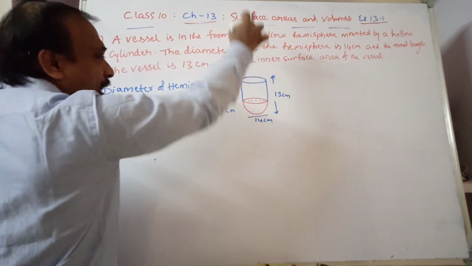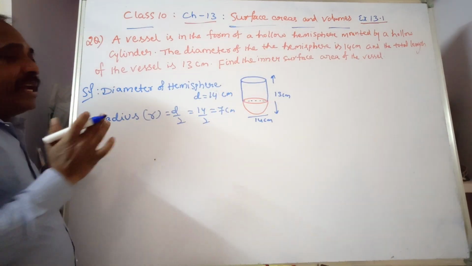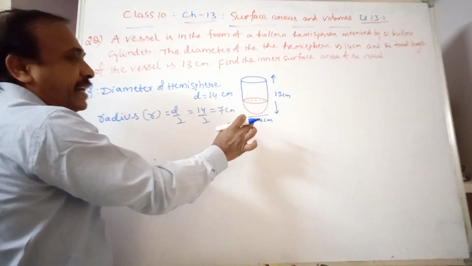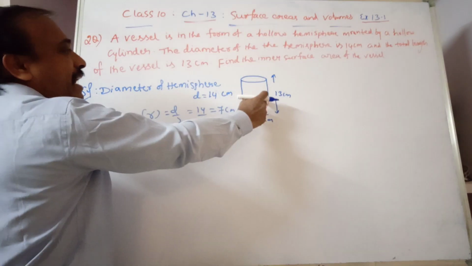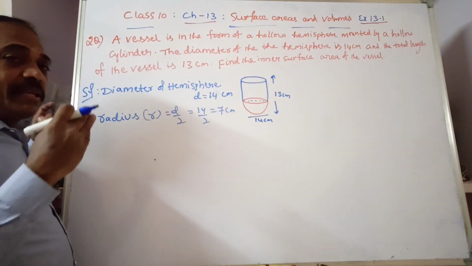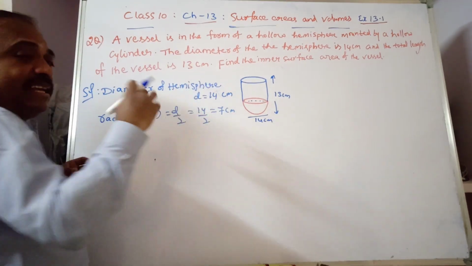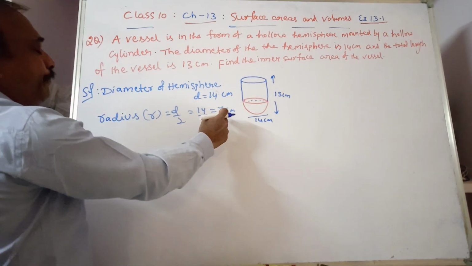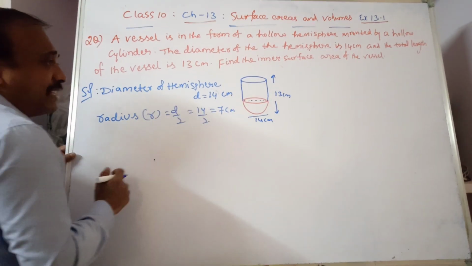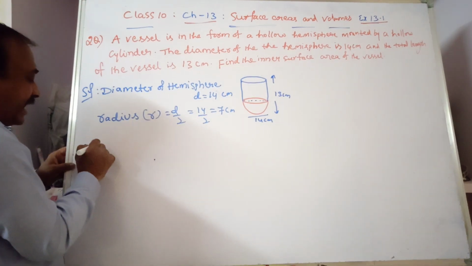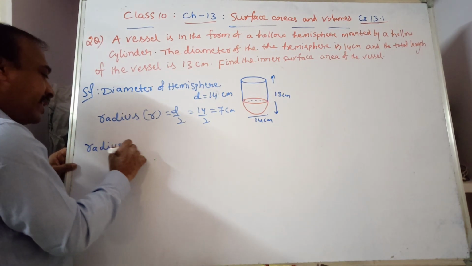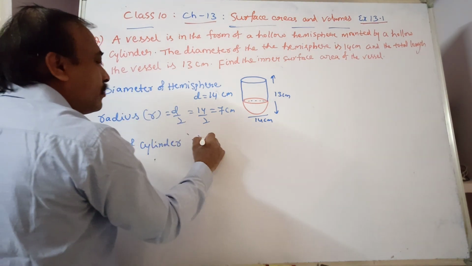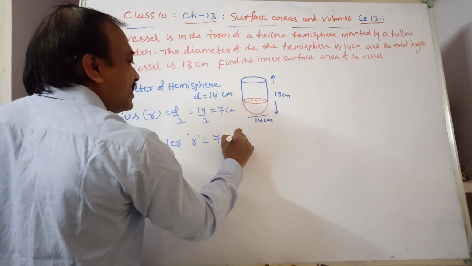Now the total height is given. The diameter of the hemisphere and the diameter of the hollow cylinder, they are both mounted, so exactly the diameter of the cylinder is also the same. The radius of the hemisphere we got as 7 centimeter. Now the radius of the cylinder R is the same, 7 centimeter.